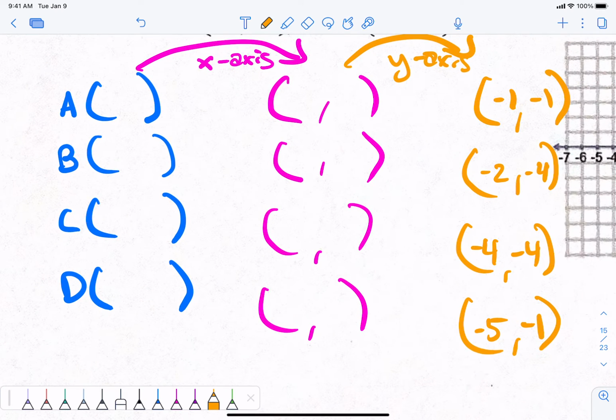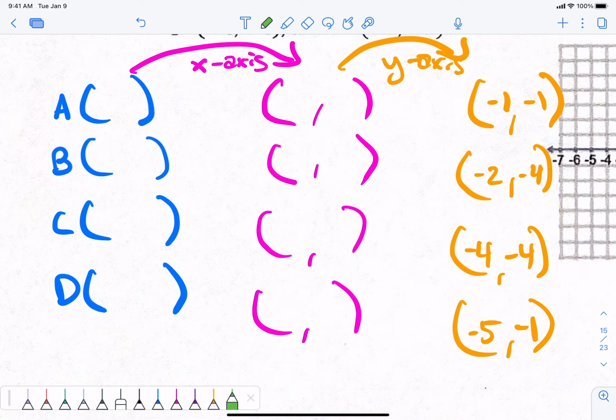Okay, so if we want to work backwards, we've got to do the transformations backwards. So we're going to do the y-axis first to get him back to these pink ones here in the middle. We're going to undo that y-axis transformation first to get him back to the pink ones in the middle. Okay, what's the rule for y-axis?